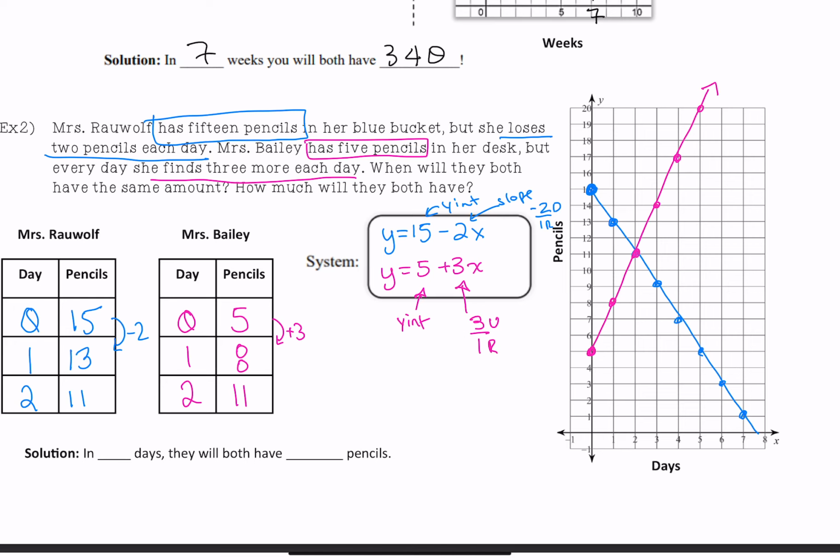Now looking at this, we're trying to figure out where they cross. Well, they cross right here, and that is at 2 days, 11 pencils. So in 2 days, they'll both have 11 pencils, because with systems and graphing, you're trying to figure out where they cross.